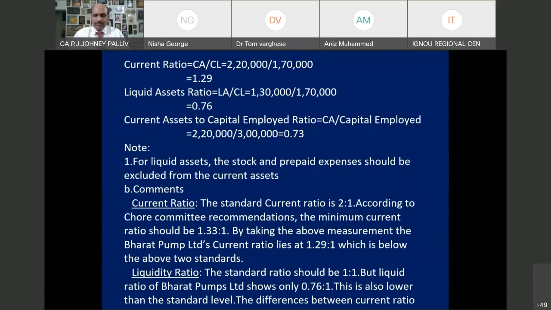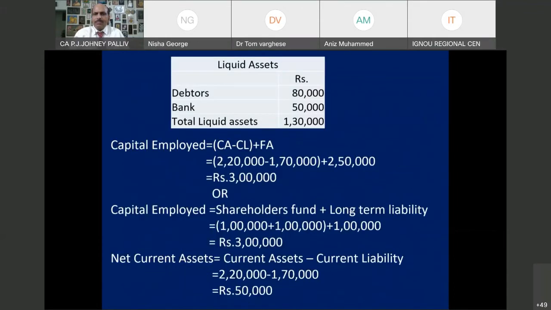Friends, the current ratio and liquidity ratio are used for finding the liquidity position of the institution or the organization. The standard norm, or the safe position, of the current ratio is 2:1. That means, in order to have a standard ratio, current assets must be 2 times the current liability. That means if current asset is 2, current liability may be 1.